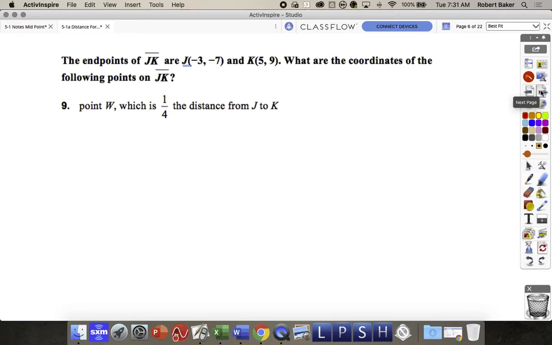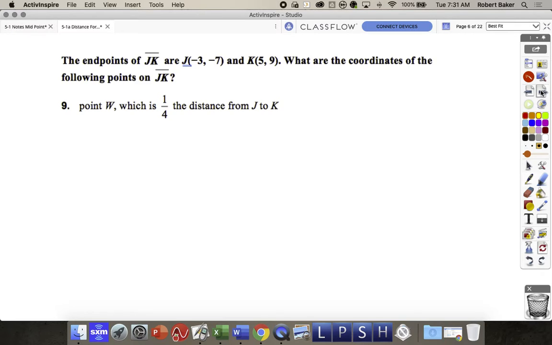And the last one is a fractional distance. It says we have the points J and K, and J is at negative 3, negative 7. K is at the point 5, 9. So we're looking for what is the coordinate of W, which is 1/4 the distance from J to K.